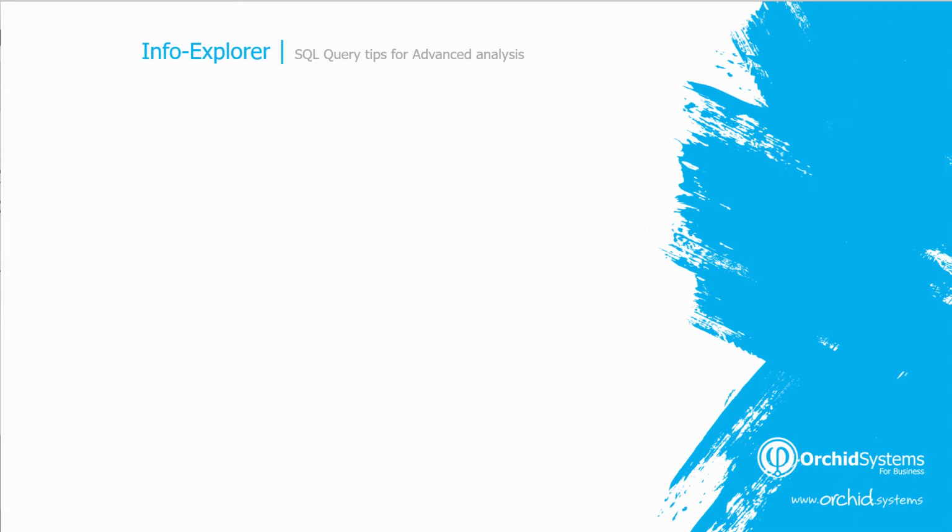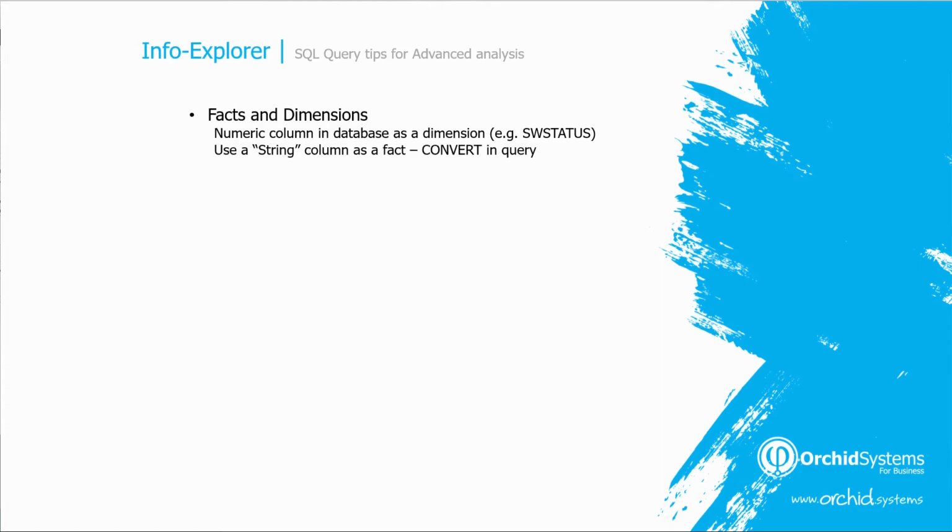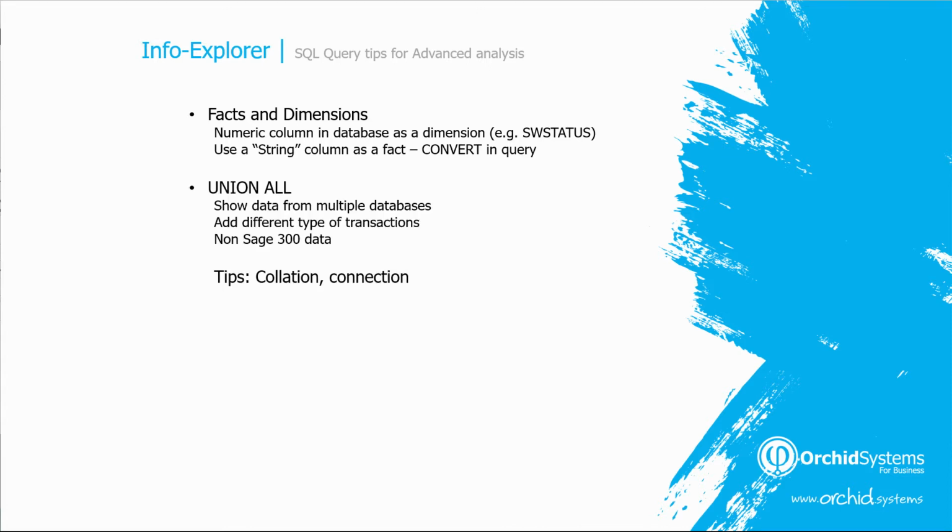Now we're going to look at some advanced SQL query tips that are useful in Info Explorer analysis. Facts and dimensions. In some cases, you might want a numeric column to become a dimension, something you can do your analysis by, and a string column you might want to convert in the query so that you can use it as a fact. For example, optional fields are always stored as a string in the database. We're going to look at how to use the union all SQL query statement to show data from multiple databases, add different types of transactions. We're also going to look at non-Sage 300 data and look at tips around collation and how the connection is passed from the cube to the query.